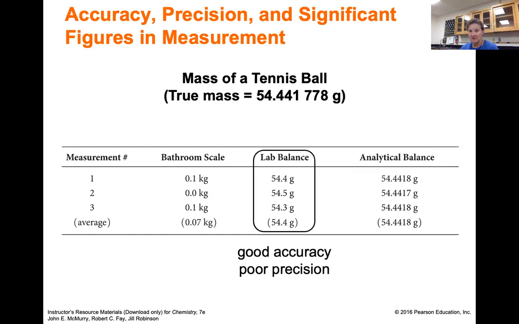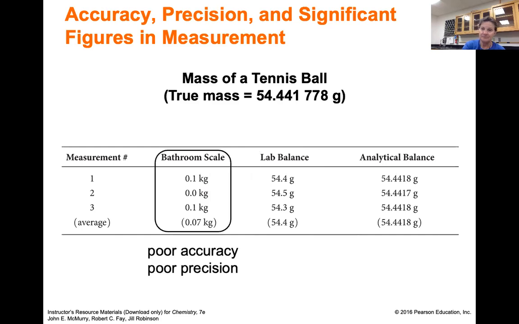When you look at this one, it's very accurate. You take the average and you get what you would round to 3 digits, 54.4. But the 3 individual measurements are different from each other by up to 0.2 of a gram. So the precision is poor. You don't get the same measurement each time, but when you took the average, you got an answer close to the true number, so they're very accurate.